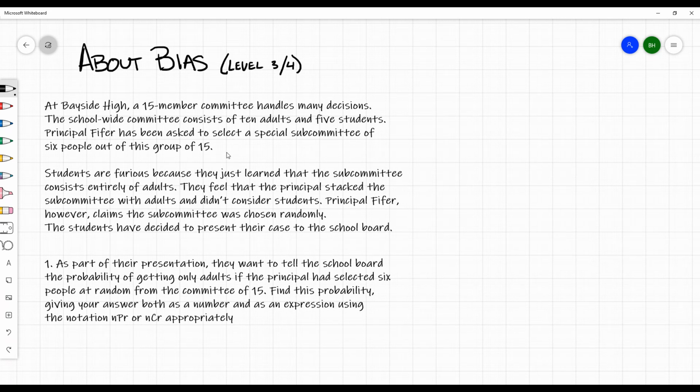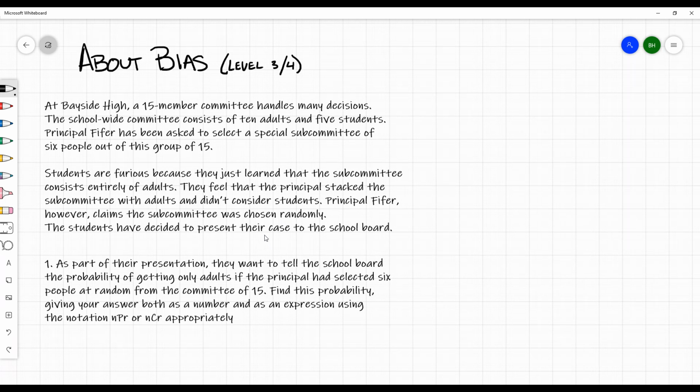Okay. So the problem stems from a high school creating a 15-member committee that handles decisions. The school-wide committee consists of 10 adults and 5 students. There's a principal named Principal Pfeiffer. They have been asked to select a special subcommittee of 6 people out of this group of 15. Students are furious because they just learned that the subcommittee consists entirely of adults. They feel that the principal stacked the subcommittee with adults and didn't consider any of the students. Principal Pfeiffer, however, claims the subcommittee was chosen randomly. The students have decided to present their case to the school board.